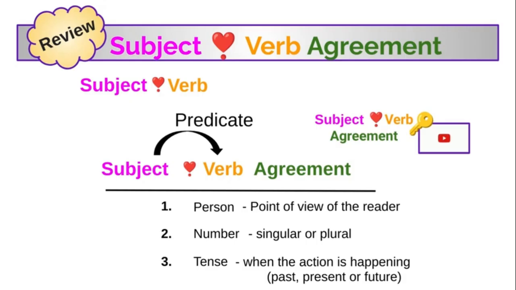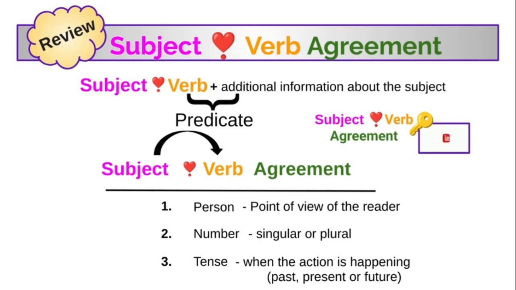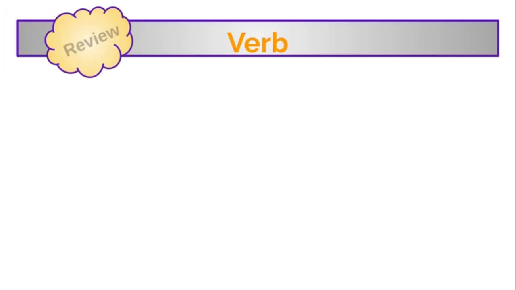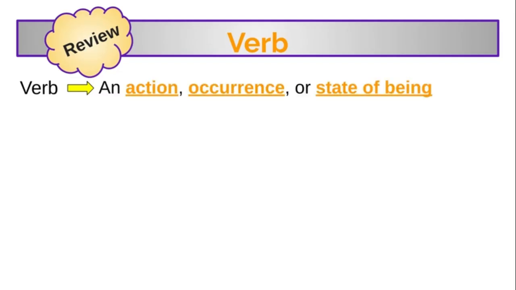Now, a predicate includes the verb plus additional information about the subject. Now, a quick review on verb and verb forms. Again, a verb is an action word, an occurrence, or a state of being. A state of being or to be verbs link, keyword link, the subject and additional information about the subject, not to be confused with a predicate.